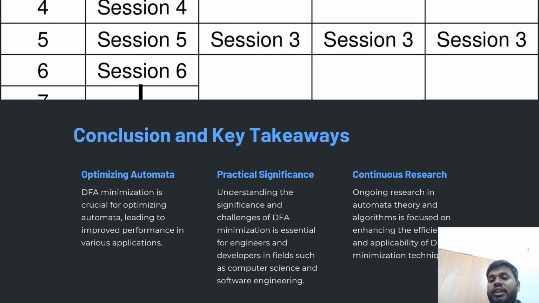And there is continuous research in the automata theory and algorithms field, focused on enhancing the efficiency and applicability of DFA minimization techniques. This is the whole explanation about DFA minimization.